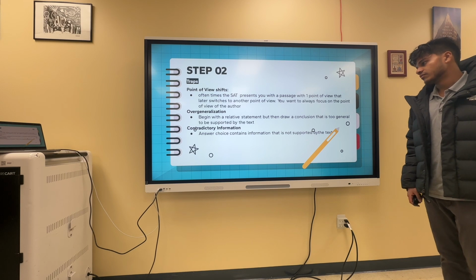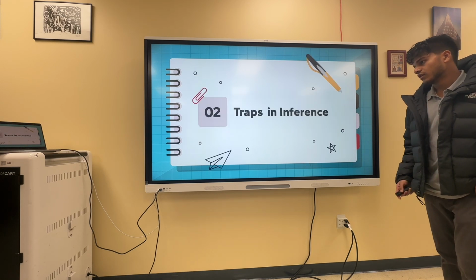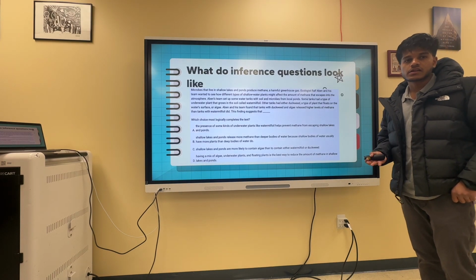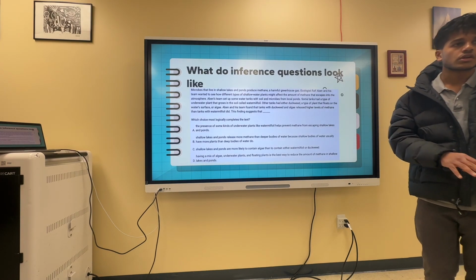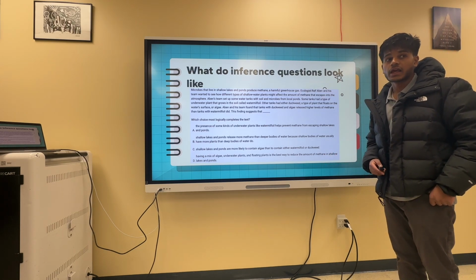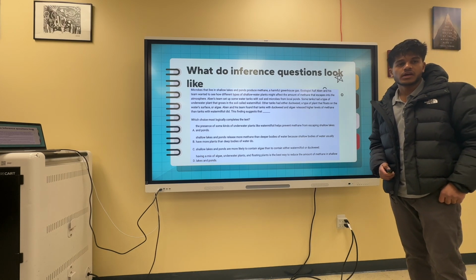Begin with a relevant statement, but then draw a conclusion that is reasonable. So, again, you want to go with the relevant statement that's being addressed in the text, and then try to find that general conclusion that's being stated in any of the answer choices. And in this case, A was the correct answer because it matches up with the general answer the best.